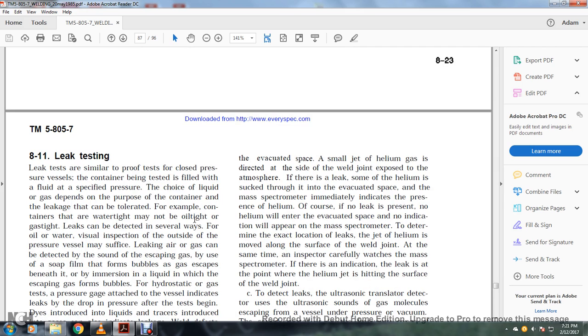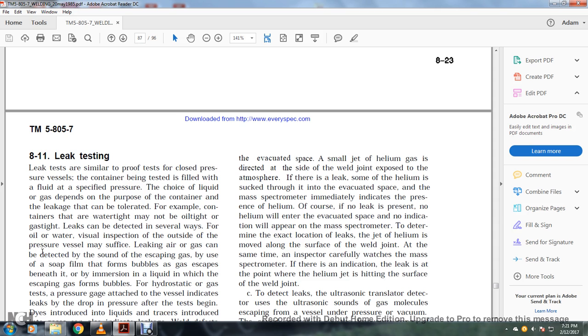8.11 Leak tests. Leak tests are similar to the proof test of a closed pressure vessel, the container being tested filled with fluid at the specified pressure. The fluid is liquid or gas depending on the purpose of the container. The leakage that can be tolerated varies. For example, containers may be watertight but not oil tight, or gas tight. Leakage can be detected in several ways. For oil or water, visual inspection of the outside of the pressure vessel may suffice.